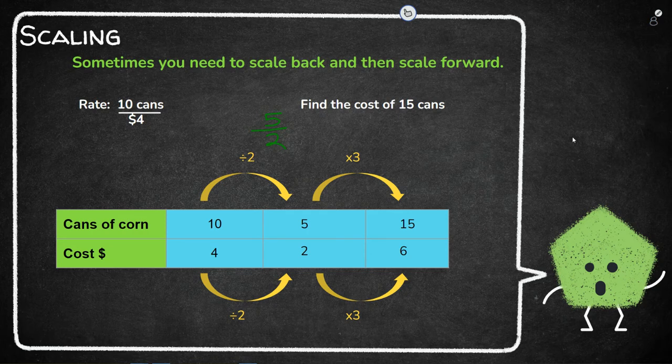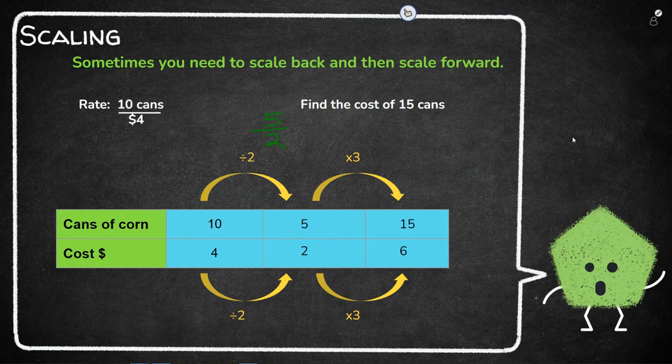You can, but that wasn't the goal. The goal was to find out how much it cost for 15 cans. If you simplified 15 over 6, what would you get? 15 over 6 in its simplest form is 5 over 2. So if you cannot find an equivalent ratio, you need to put that ratio in its simplest form. Once it's in its simplest form, then you can find any other ratio on your chart.